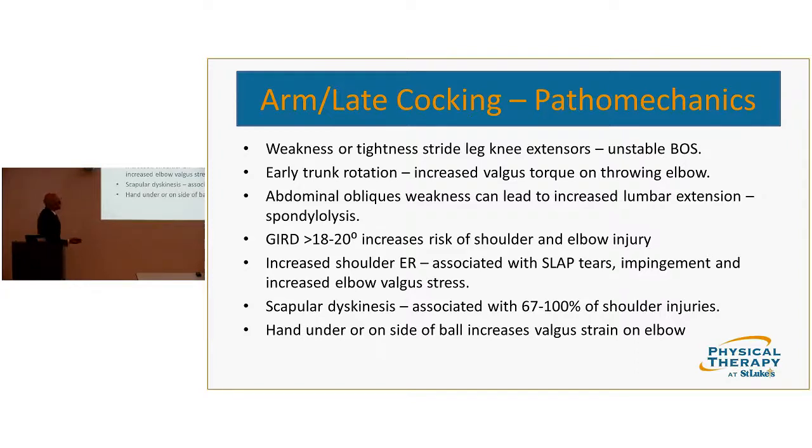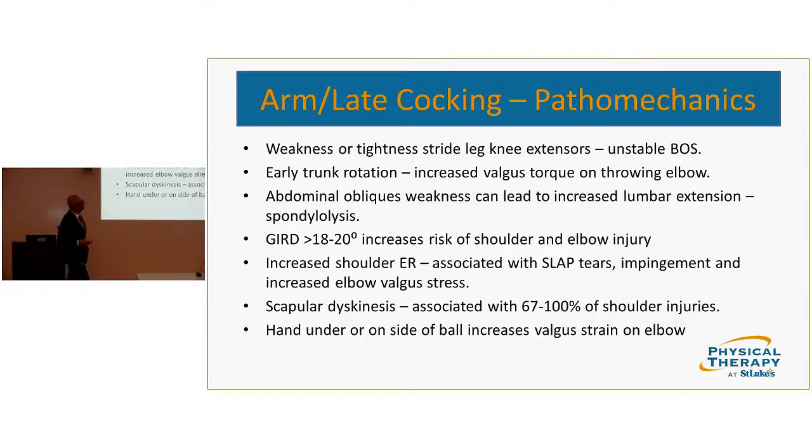Abdominal oblique weakness, again, that's going to get them to go more into extension. So if you got somebody that comes in and they're a thrower and they don't have shoulder pain, but they have back pain, one of the things you're looking for is a spondylolysis, because these kids, that's probably what it's going to be, especially if they repetitively are going back into too much lumbar extension.